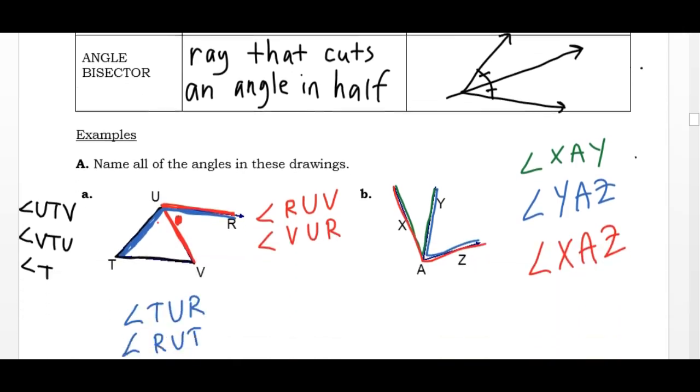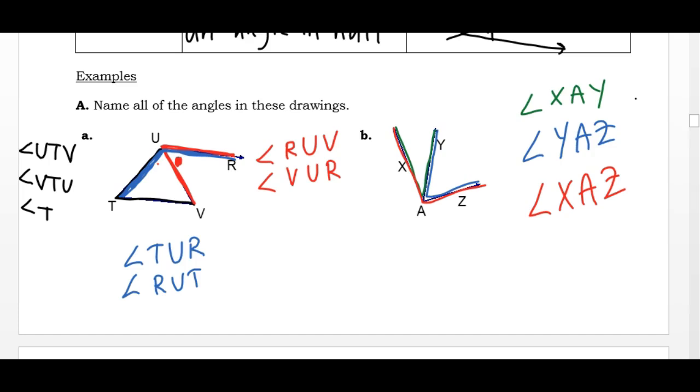Our first example is name all of the angles in the drawings. So I kind of tried to color code these. If you can see in black right here, this is the angle, and these are three possible names for that angle. I can call it angle UTV or VTU. As long as the vertex is at the center, I can put the points on the sides in any order. Since this is the only angle that has a vertex T, I could just say angle T. But if there's ever a situation where there's multiple angles that share that vertex, you would never use one letter because I wouldn't know which angle you were talking about.